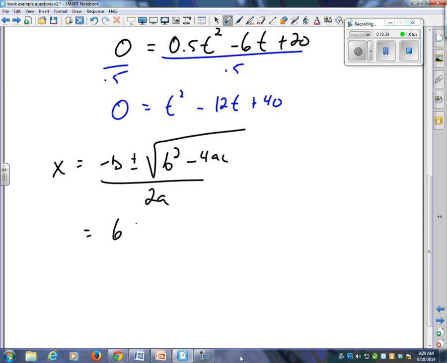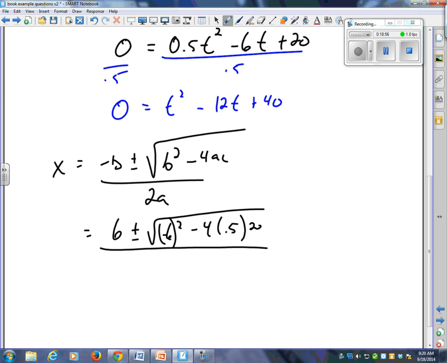6 plus or minus 6 squared. I heard someone say something. Yes, technically it would. Doesn't matter. So 6 plus or minus, let's just do another step here. 36 minus 4 times a half is minus 2 times 20 is?